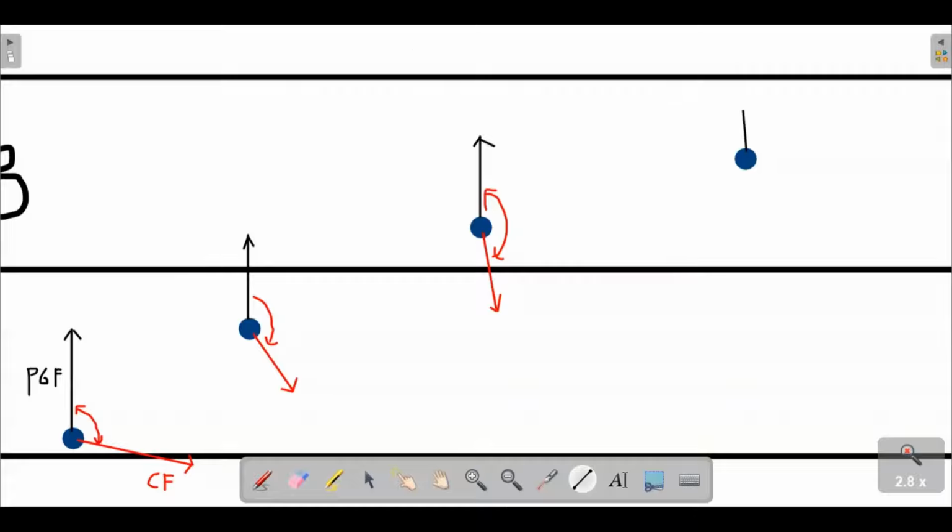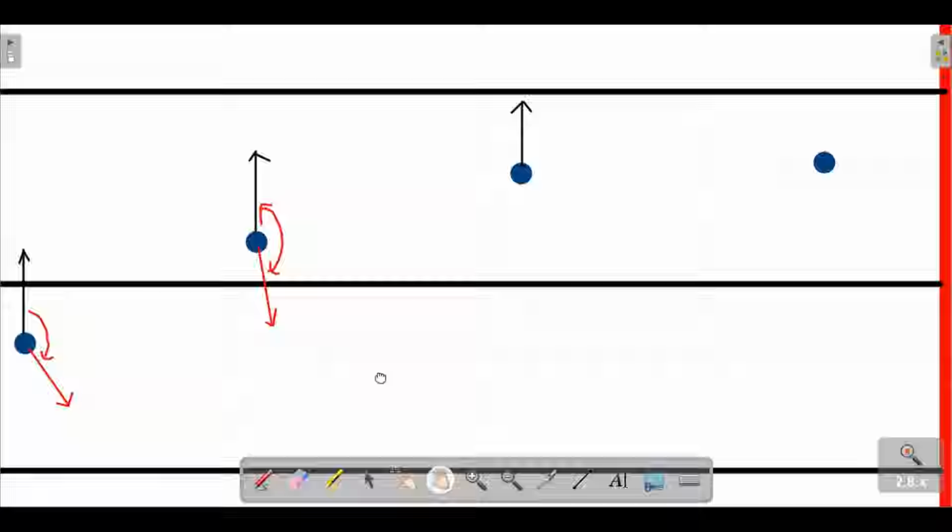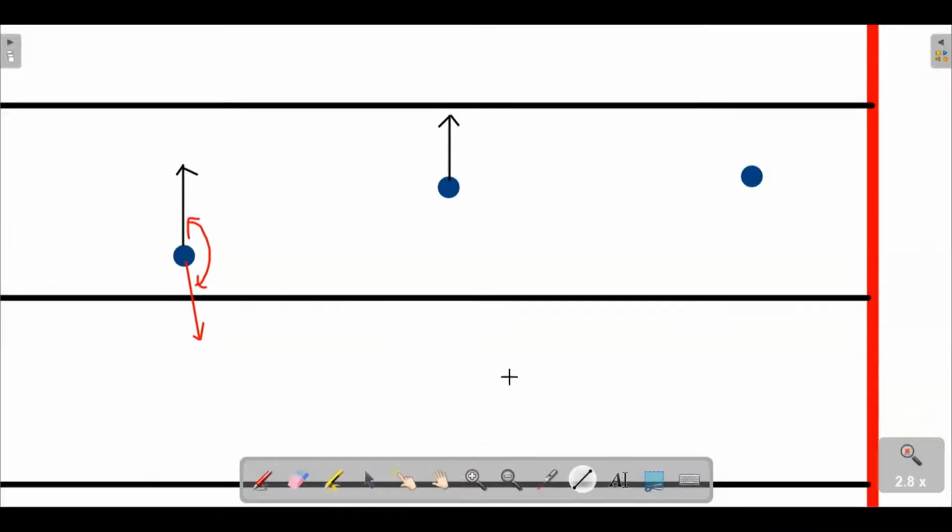And now, as you can see, the pressure gradient force is still moving in that direction. Now the Coriolis force is directly opposite the pressure gradient force. In other words, it is in balance. This is what we call equilibrium. It's exactly 180 degrees, the angle between these.